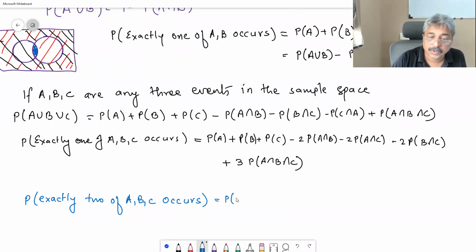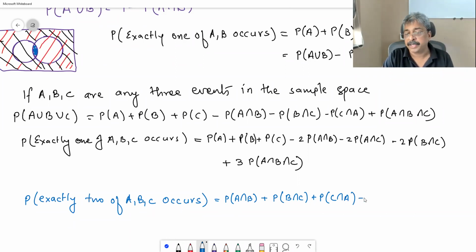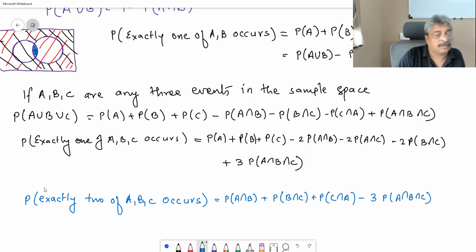P of A intersection B plus P of B intersection C plus P of C intersection A, these three are added, minus, since we want exactly 2, 3 times P of A intersection B intersection C. Okay. If you want any explanation for any of them, you can tell me. We can draw a diagram and get it clarified.